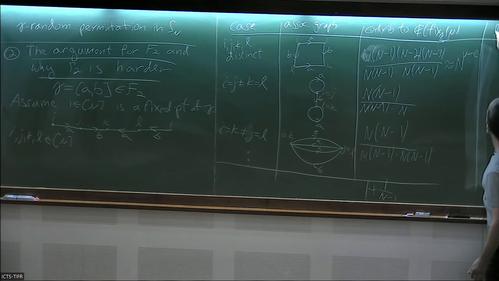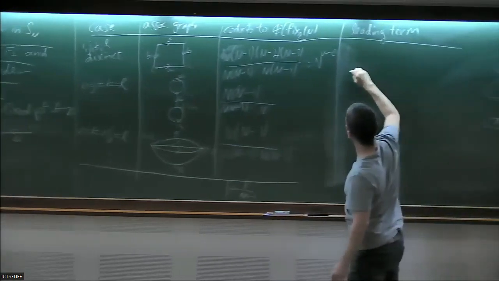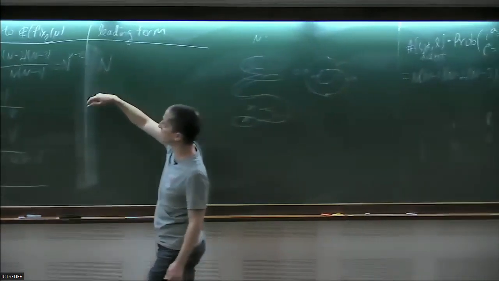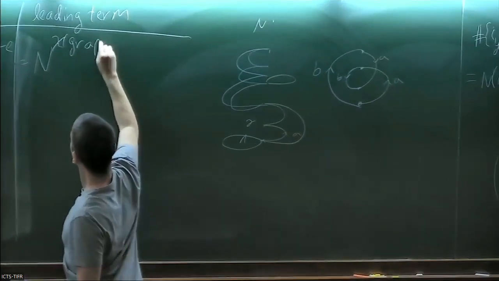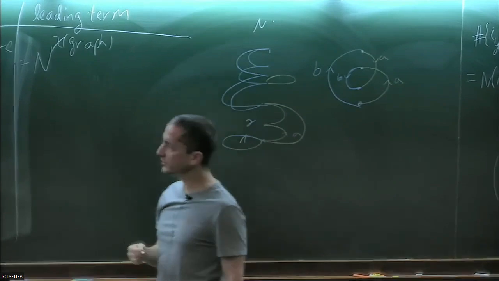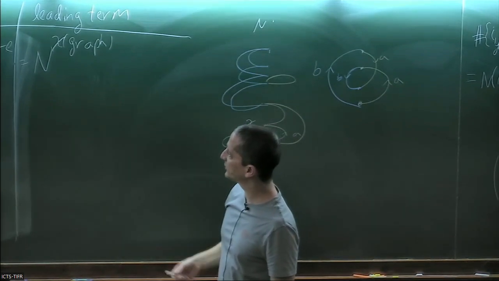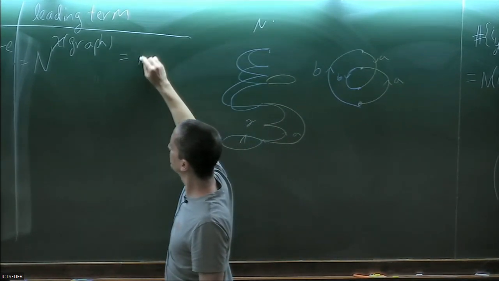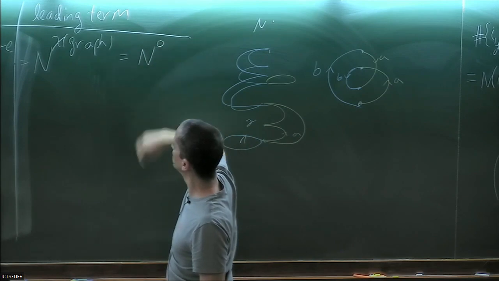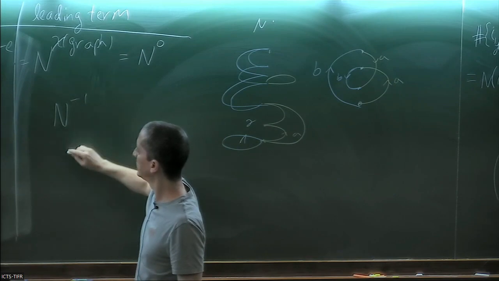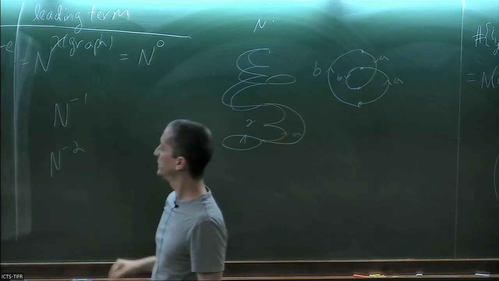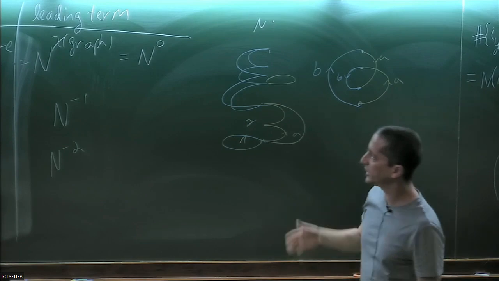So the leading term of every expression is actually n to the V minus E, which is the Euler characteristic of the graph. This is true for every such graph. Here we get just n to the 0, here we get n to the minus 1, this is n to the minus 2, and so on. We always get n to the Euler characteristic of the graph.